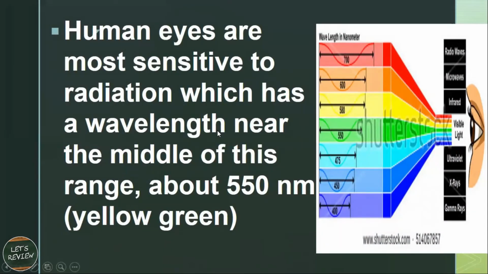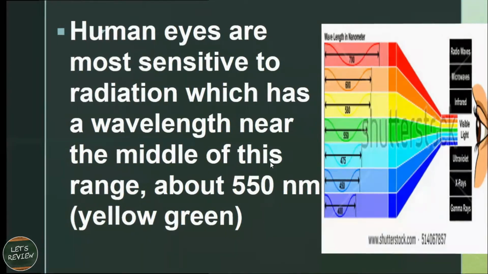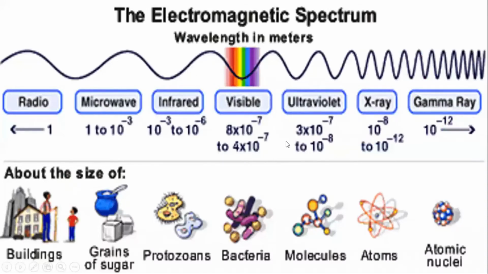Human eyes are most sensitive to radiation which has a wavelength near the middle of this range. That is about 550 nanometers, and that is the green, yellow-green color. I want you to look at these waves, from low frequency light waves to high frequency light waves. In the middle, we have the visible light that is composed of different spectrum.